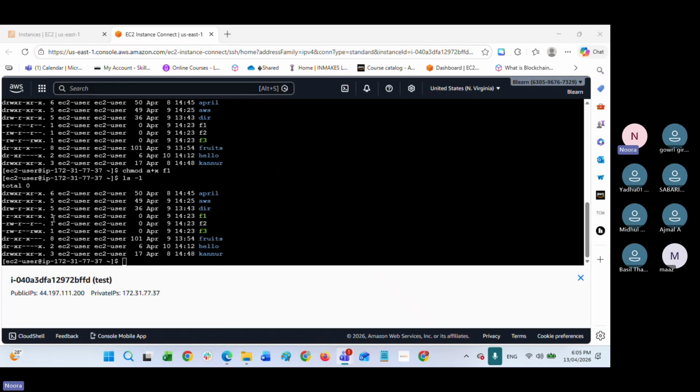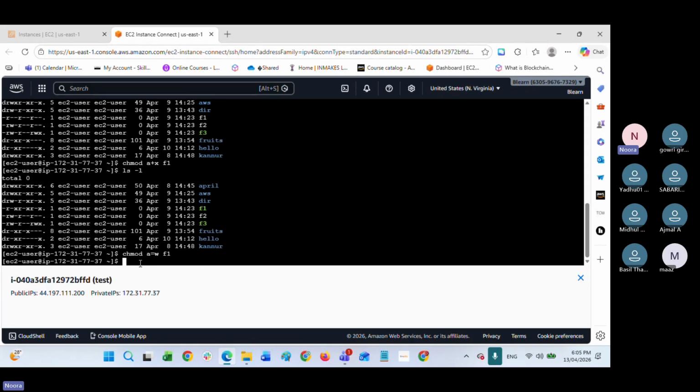chmod a=w f1. Can anybody tell me, after I perform this command, what will be the expression for F1? Just like you can see r-x, r-x, r-x for F1, right? So after I perform this command, how exactly can I see this particular permission for F1? If I do ls -l for f1, what can I see?